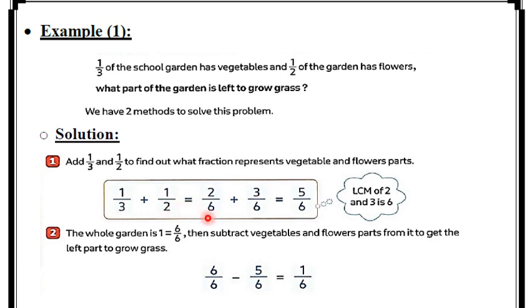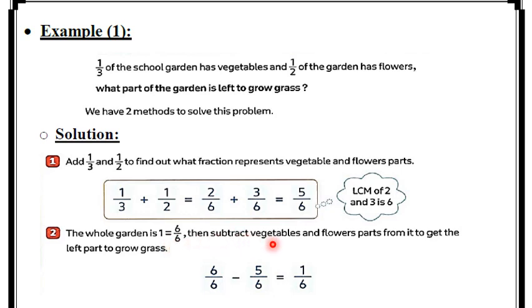Here 2 becomes 6. That means I make times 3 up and down. So it will be 3 over 6. Now 2 over 6 plus 3 over 6, it will be 5 over 6. Then the whole garden is 1. 1 means here, look down, 6 over 6.